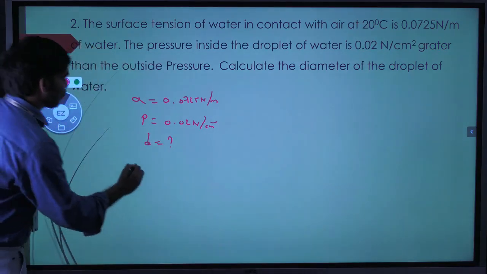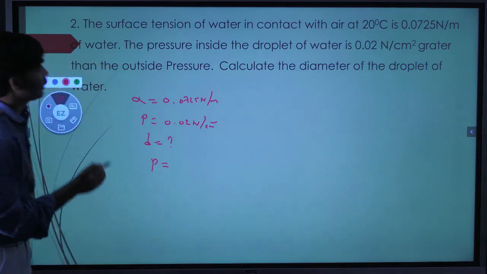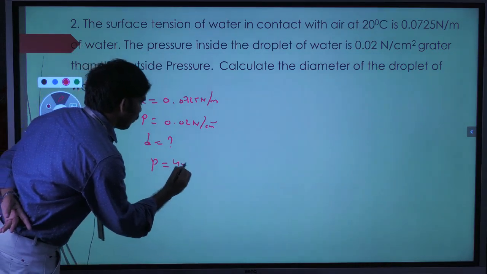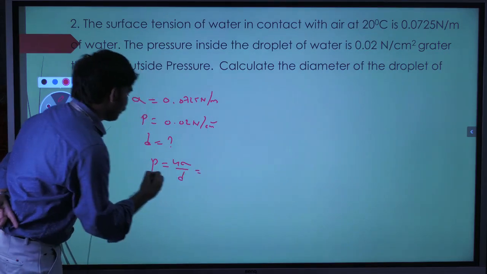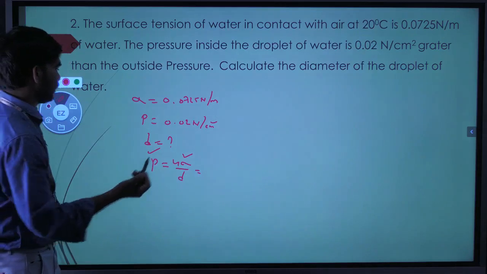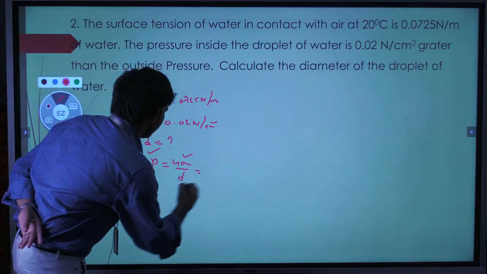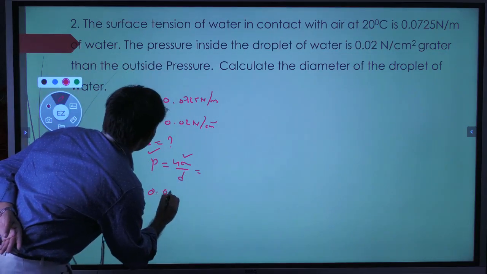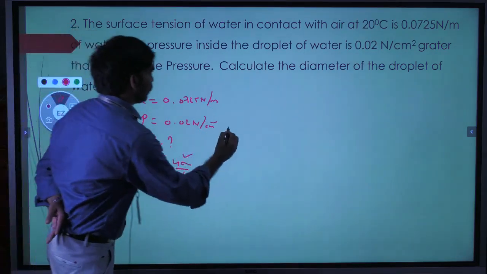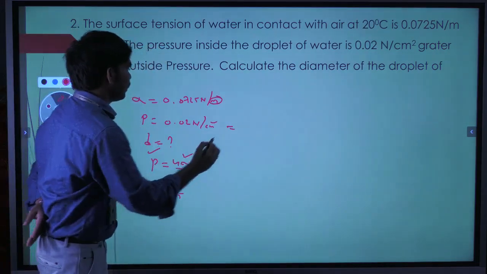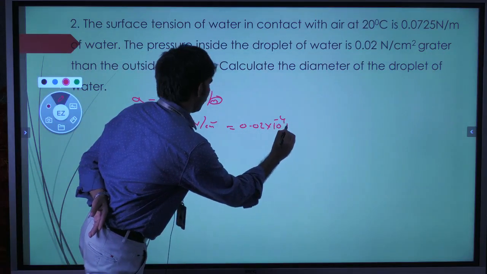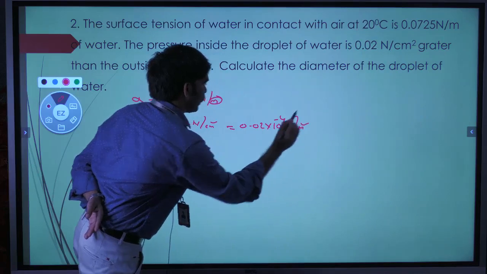It's a very straightforward problem. We know that it is a normal droplet, right? So P is equal to 4 sigma by D. We know P and we know sigma, so we can calculate the diameter. What is the P value here? It is 0.02. Oh, it is in centimeter square. You have to convert into meters because sigma is in meters, right? So it will be 0.02 into 10 to the power of minus 4 Newton per meter square.